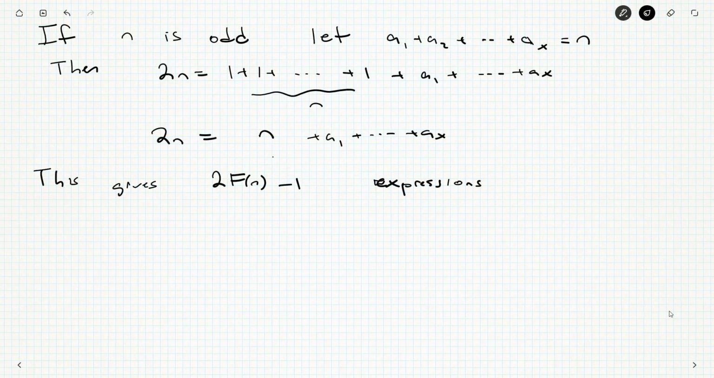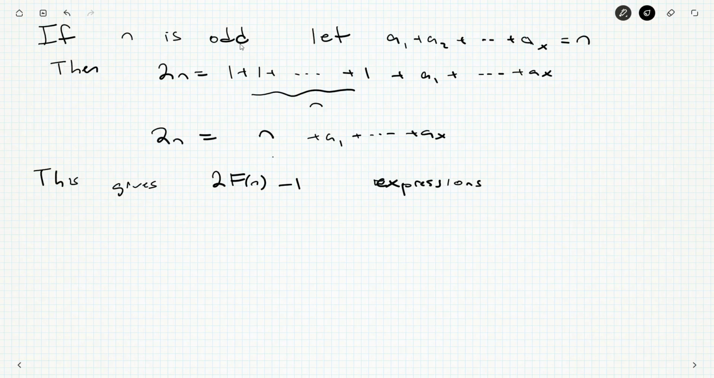Now I need to prove that. I need to justify that in some meaningful way. But this is my current thought, so we're just going to go with it. With n odd, I imagine with n even we could do something similar, like put the plus 1 here, and that would get me 2f(n) minus 1 expressions. Maybe with the even case it's minus 2 or something like that.